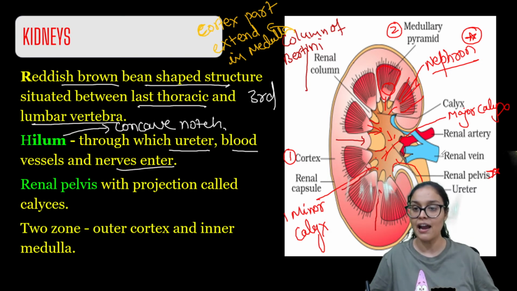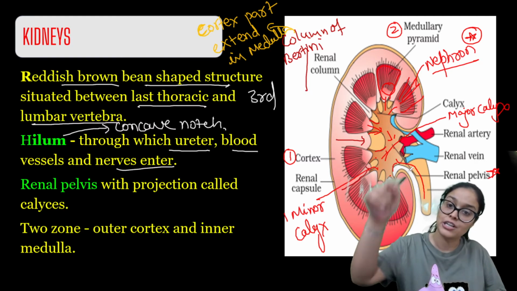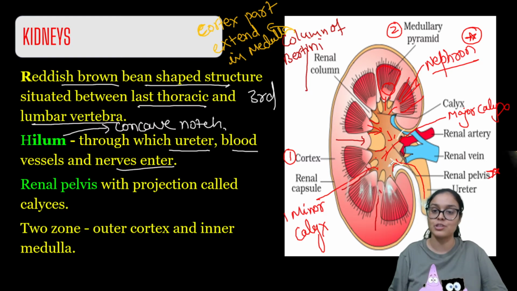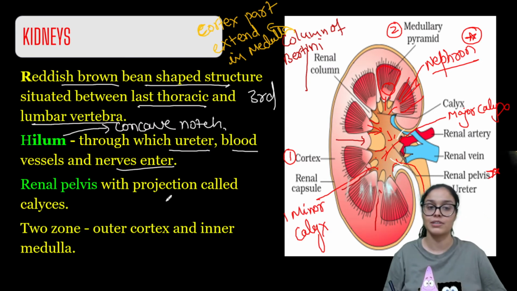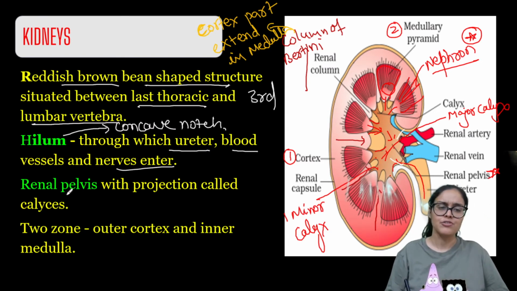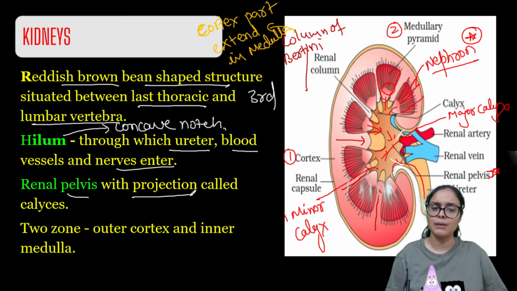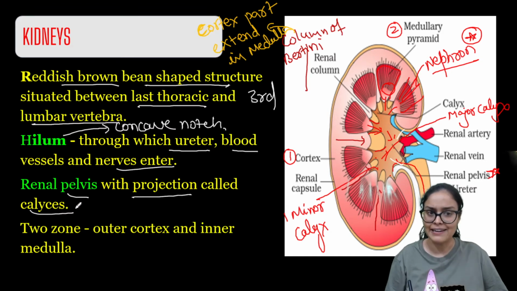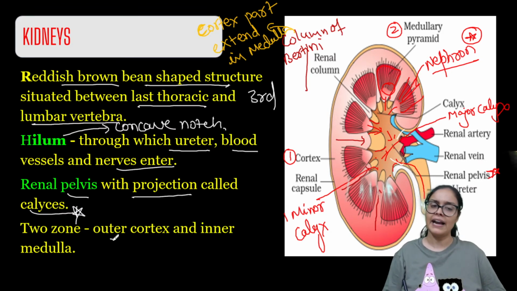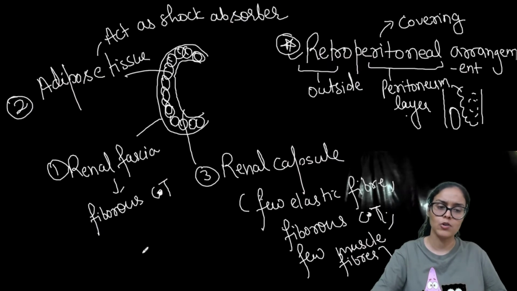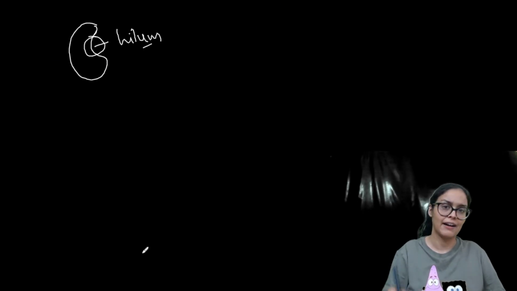So they go renal artery, renal vein, and this ureter will be passing through this region known as hilum. This is the hilum region, the concave part of the kidney, the concave notch or depression of the kidney, right? Renal pelvis, I have told you, with the projections called calyxes, many calyxes will be opening here. And the kidney has two regions, outer cortex and inner medulla region, I have told you.